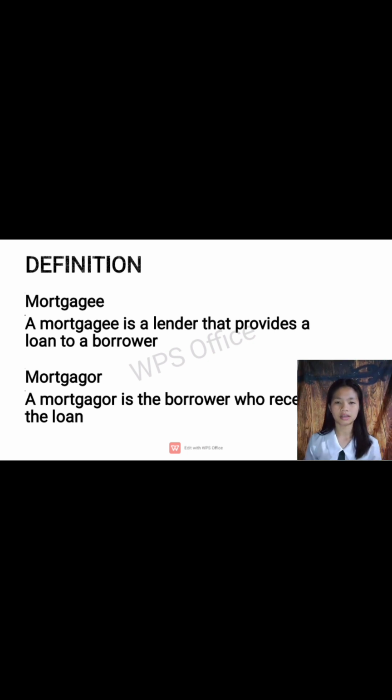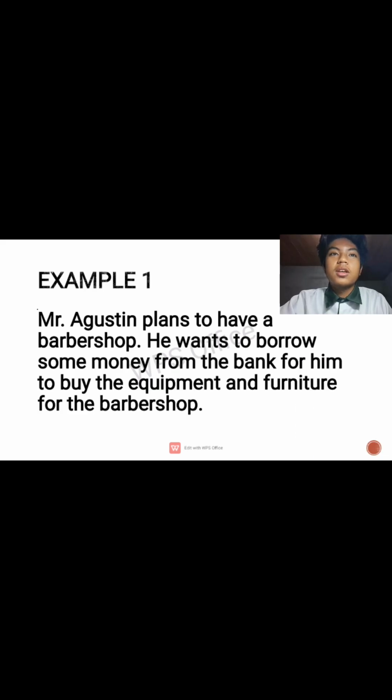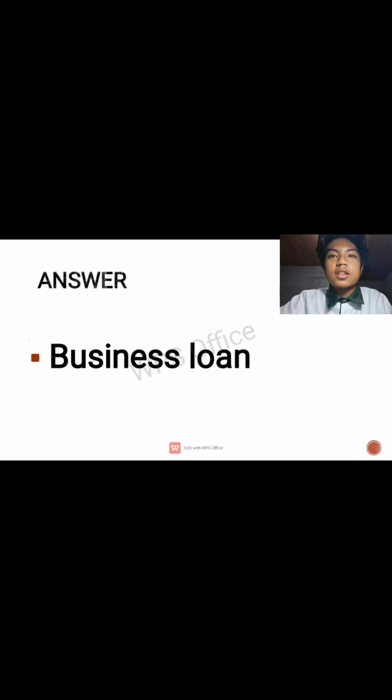Now we will discuss the examples of business and consumer loan. Example number 1. Mr. Agustin plans to have a barber shop. He wants to borrow some money from the bank for him to buy the equipment and furniture for the barber shop. The answer is business loan. He borrowed money to start a barber shop, since the money will be used to buy equipment and furniture for a business, so it is a business loan.